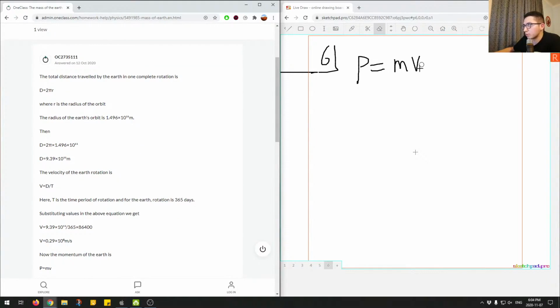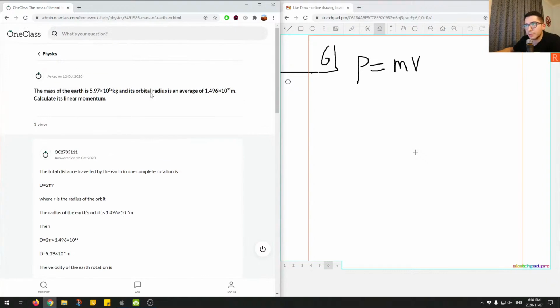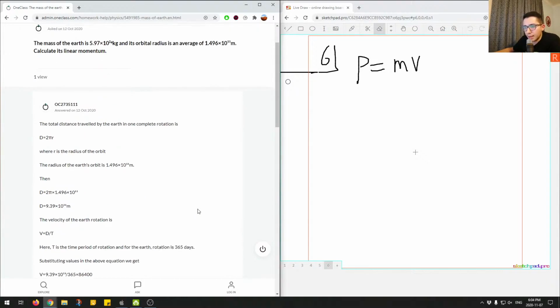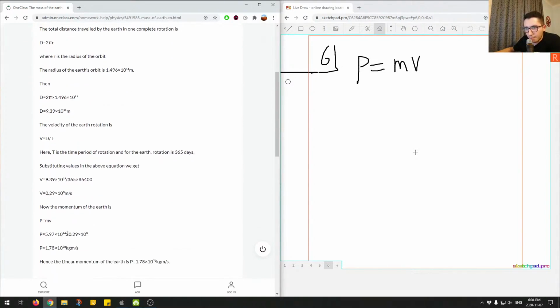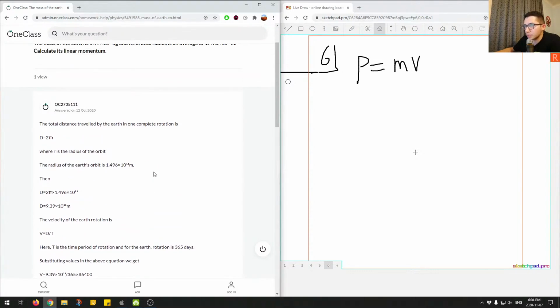So this variable over here is distance over time. It takes 365 days to complete the full rotation around the Sun. So when it's talking orbital radius, it's talking about the Earth going around the Sun, and the full circle takes 365 days. So they use this for the time variable in this equation. You do the calculation and figure out what the velocity is, and then this is just a plug and chug to get the final answer. So let's go through that process.